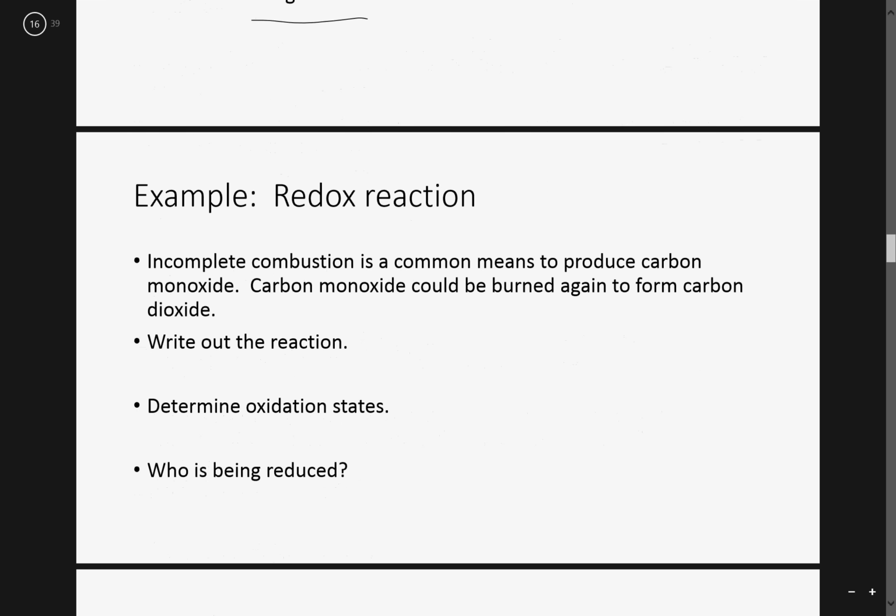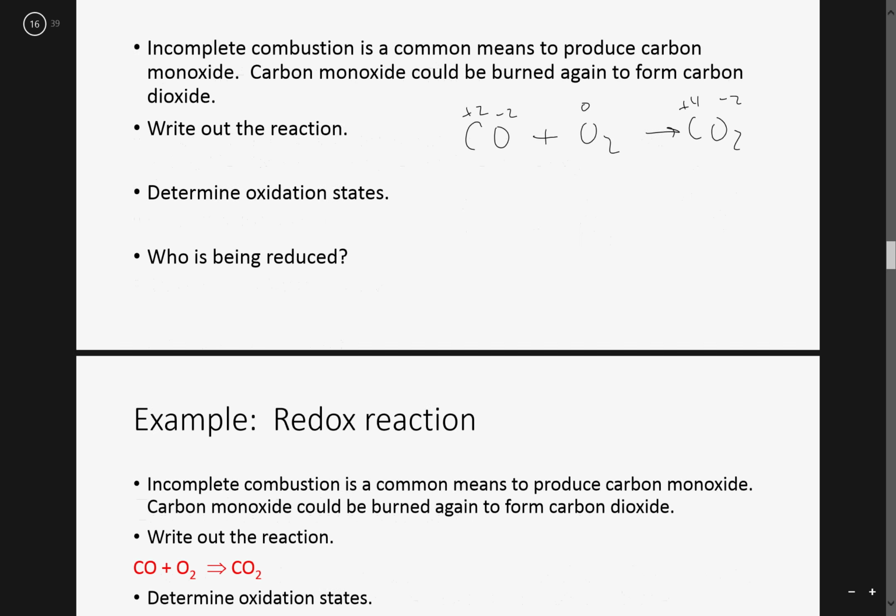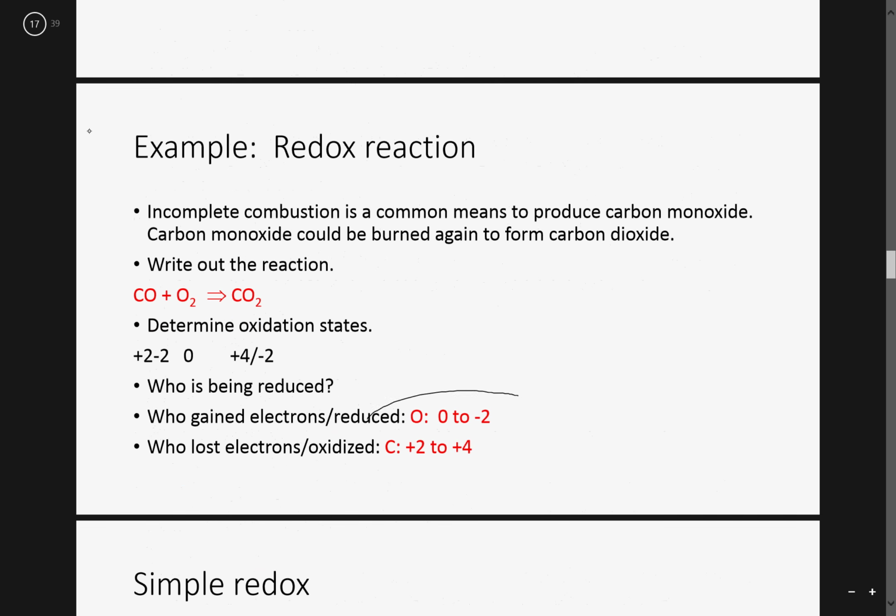Here's an example. Carbon monoxide is most commonly produced from incomplete combustion. If we have carbon monoxide, it can actually be burned again by oxygen to produce carbon dioxide. We could balance it, but we have a -2 and a +2, 0, and then a -2 and a +4. Those are the oxidation states, so who's being oxidized, who's being reduced? You'll see that the oxygen is going from a 0 to a -2, so it's gaining electrons, therefore it's reduced. The carbon is going from a +2 to a +4, so it's being oxidized.